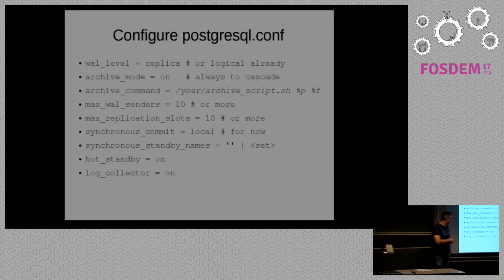Also, set hot_standby to on on your master straight away, because you will be syncing your postgresql.conf between the slave and the master. Right? So configure your slave on the master straight away. There's some more settings that you will probably want to touch, but anyway, this one is important. And set logging_collector to on. We'll come to that.